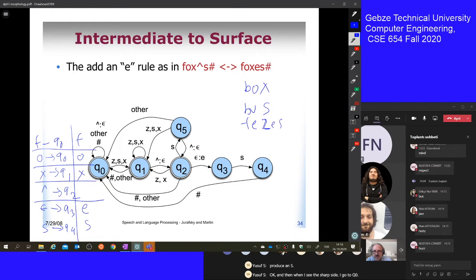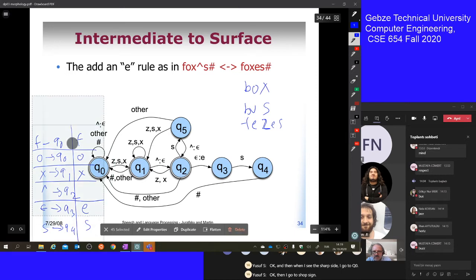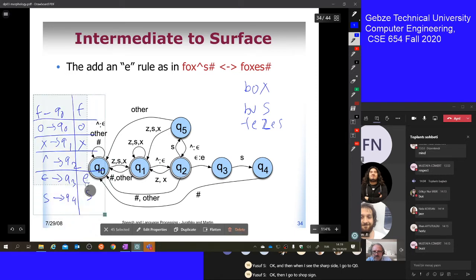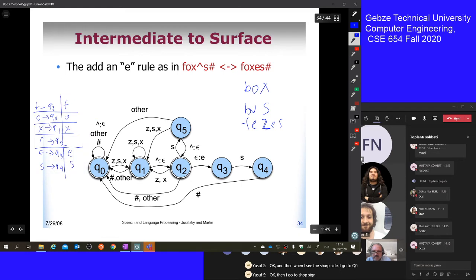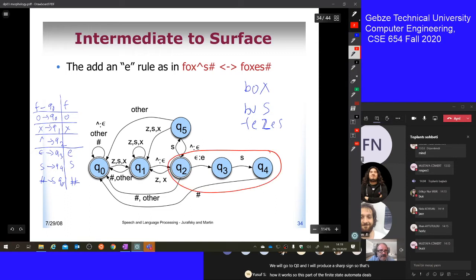Okay, and then when I see the sharp sign, I will go to Q0 and I will produce a sharp sign. So that's how it works. So this part of the finite state automata deals with this part of the words, okay?